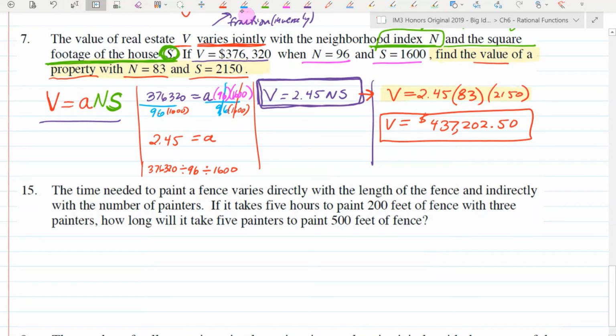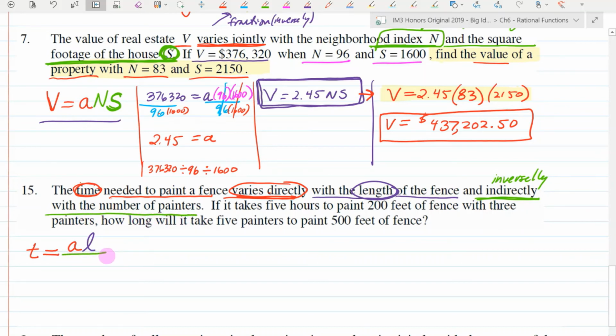All right, so here we go. The time needed to paint a fence varies directly. So T varies directly. That's going to be an equal sign, always followed by an A. Directly means that that number is going to go at the top with the length of the fence. So length. And indirectly is the same as inversely. That means that there's going to be a fraction with the number of painters. So I'm going to put P at the bottom for the number of painters. So that's the formula.